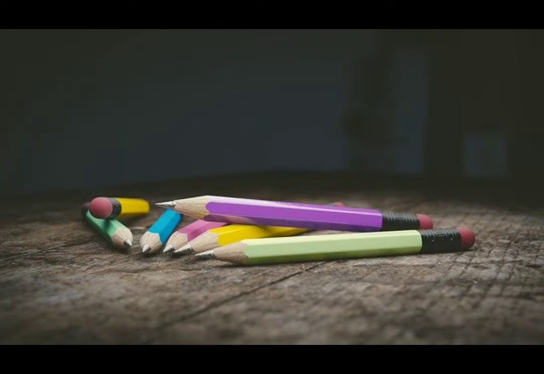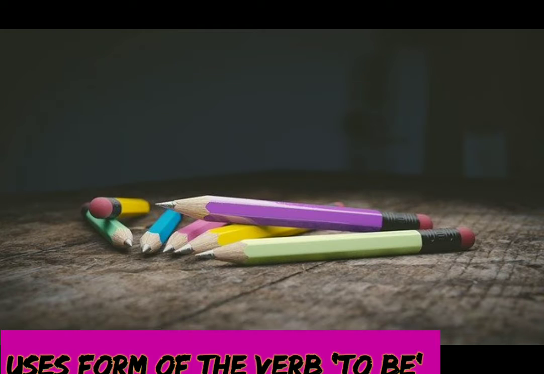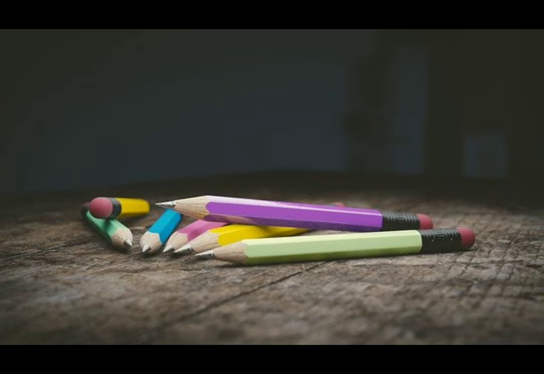It must be noted that active sentences can use forms of the verb to be, as in the example, I am eating the hamburger. However, active sentences are not limited to these verbs. The passive voice expressions verb phrases will always include a form of the verb to be.